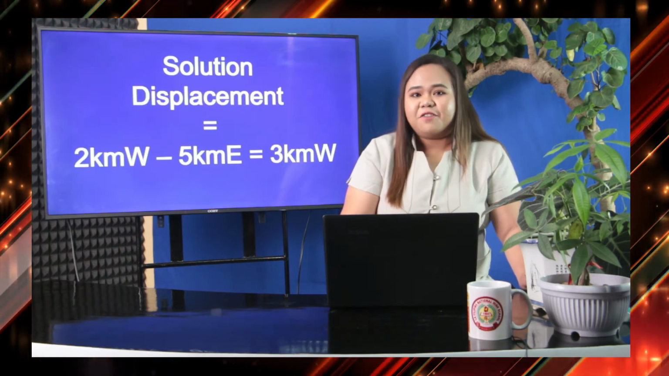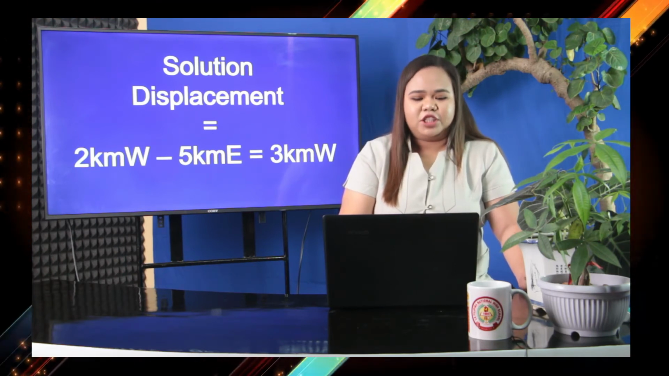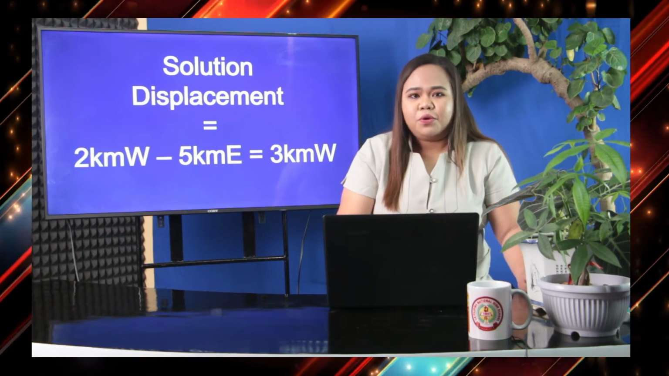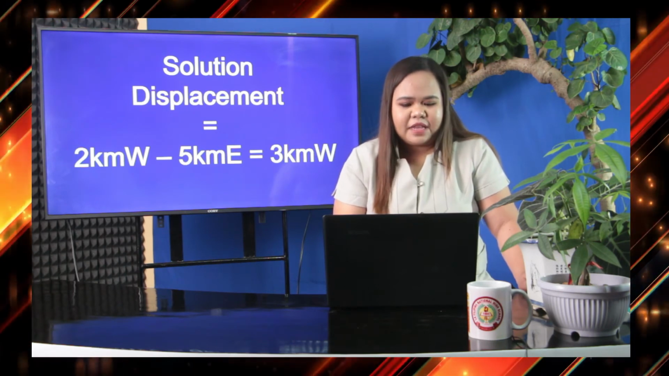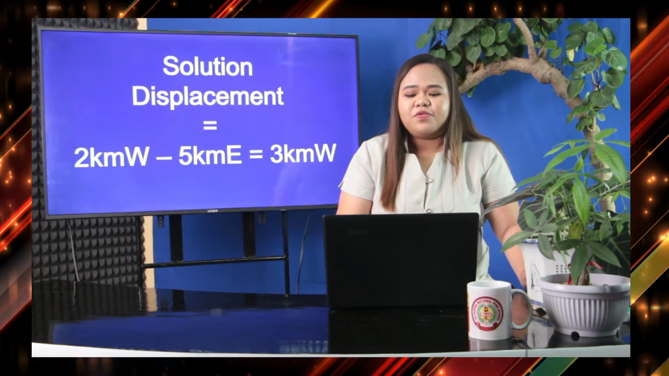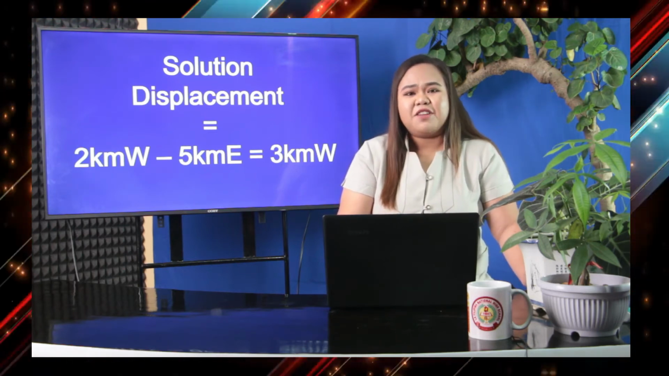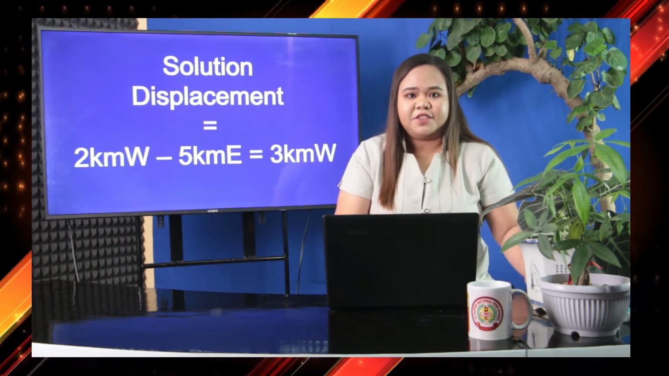Now, let's have the solution. Again, the formula will be final position minus initial position. Mathematically, when you subtract 2 minus 5, the difference will be negative 3. As I've said earlier, displacement depends on directions. And when you talk about directions, it has many forms or types, and it includes the positive and the negative sign.